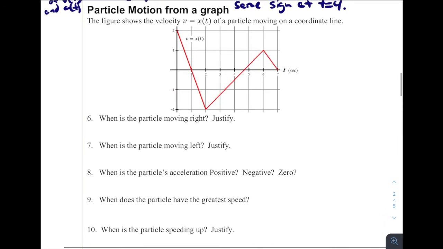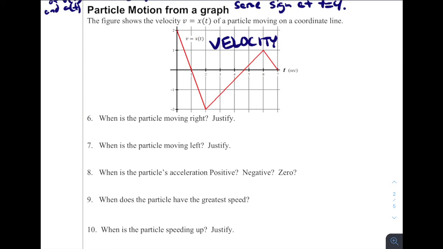Particle motion from a graph. The figure shows the velocity of a particle moving on a coordinate line. So I'm going to just write that real big. This is a velocity function. We don't want to confuse ourselves and think it's a position function. Sometimes they give us position, sometimes they give us velocity, sometimes they give us acceleration. Each of those would mean different things.